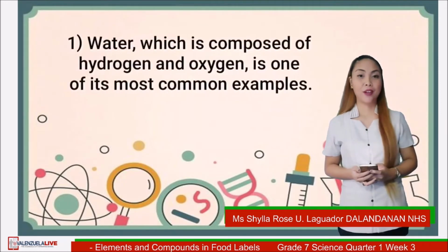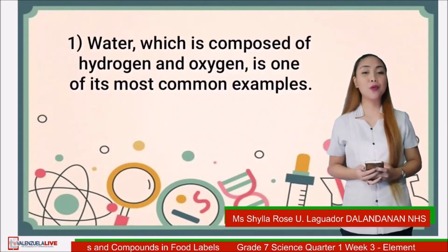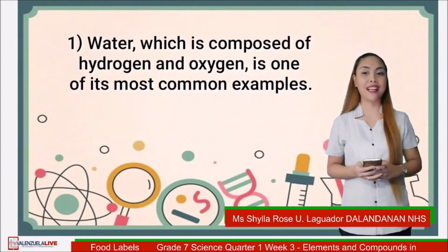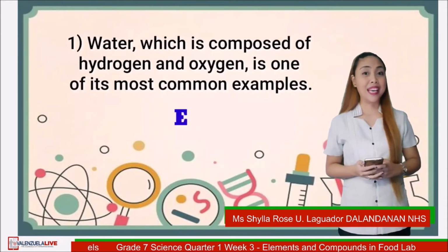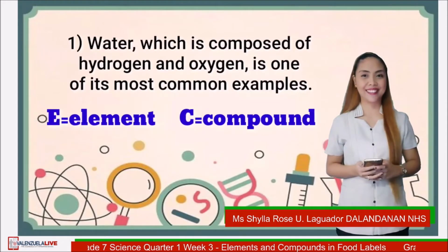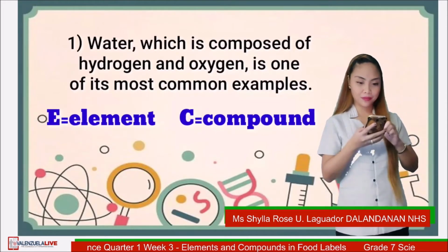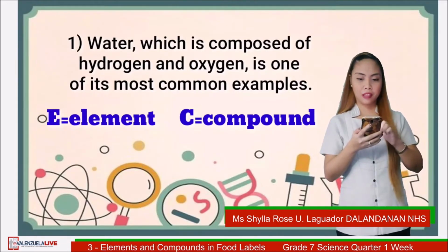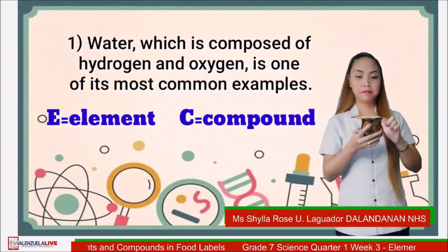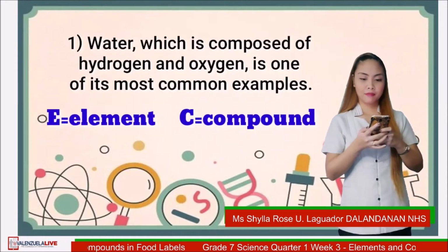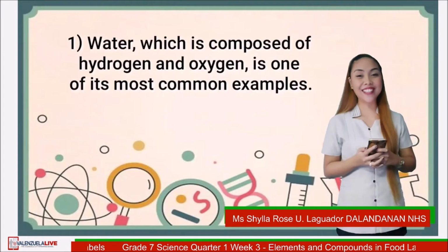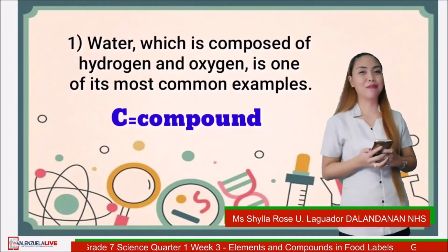Number 1. Water, which is composed of hydrogen and oxygen, is one of its most common examples. So, is it an E or a C? Very good, grade 7. The correct answer is letter C for compound.